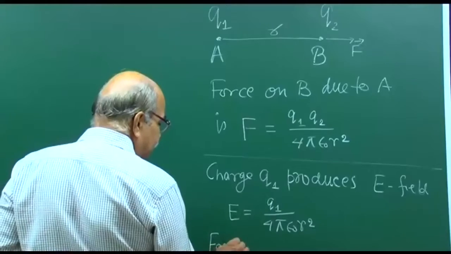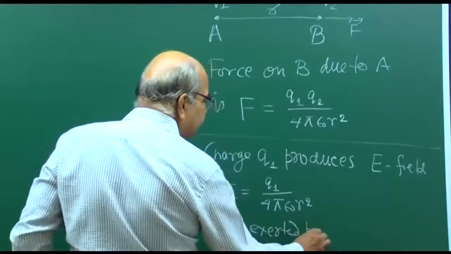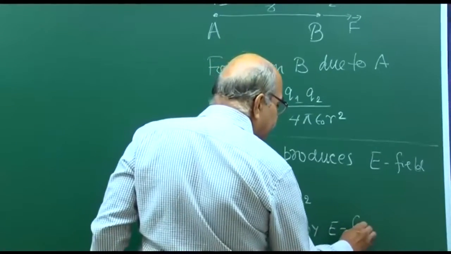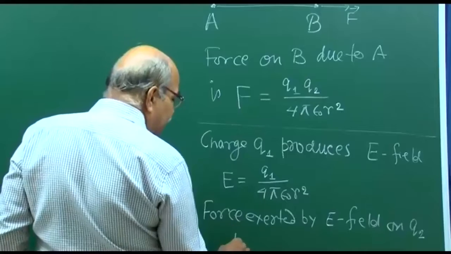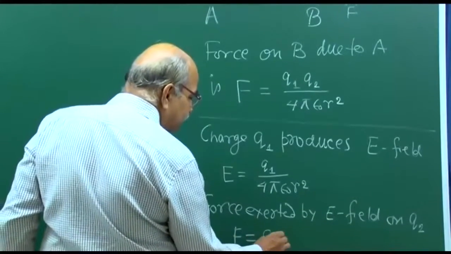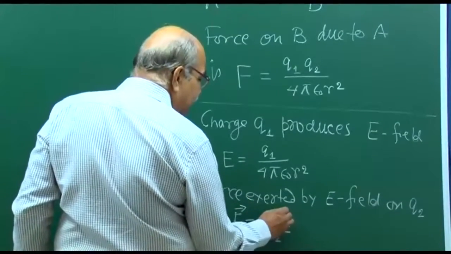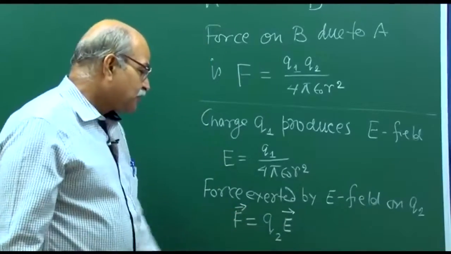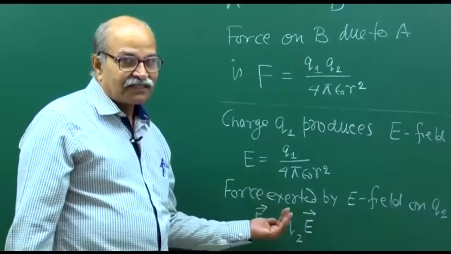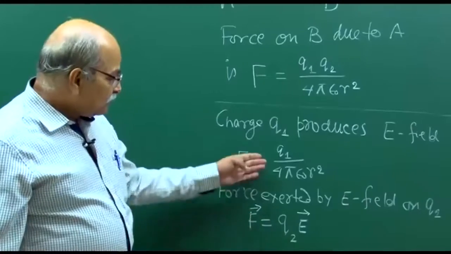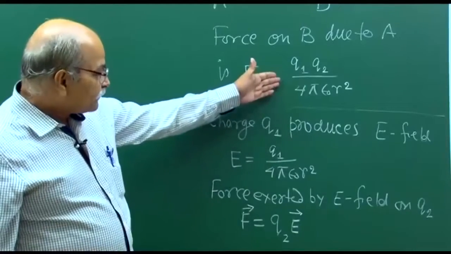Force exerted by electric field on Q2, and that force is given by Q2 times E. That force is in the same direction as E if this Q2 is positive, and if this Q2 is negative, then the force will be opposite to the direction of the electric field. So, that is how, if you combine this one and this one taking proper directions into account, you get Coulomb's law.